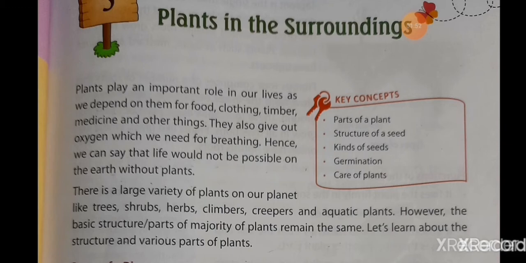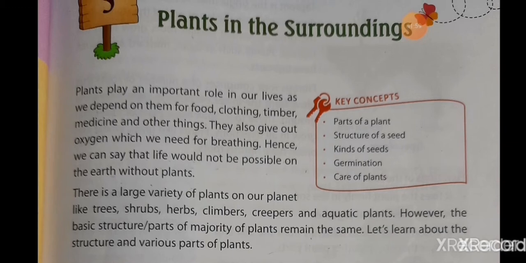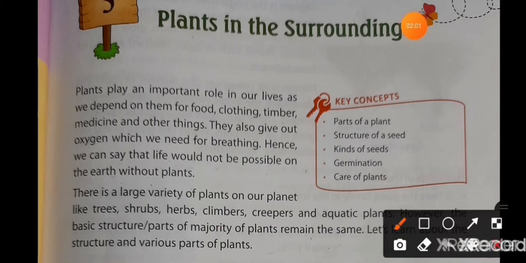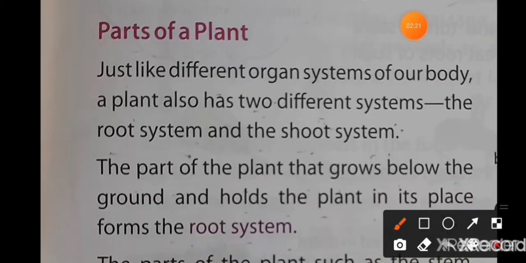There is a large variety of plants on our earth, like trees, shrubs, herbs, climbers, creepers and aquatic plants. They are all different in their size, color, shape, etc. But the basic structure and parts of the majority of plants are the same. In this part we will learn about the structure and the various parts of the plant.